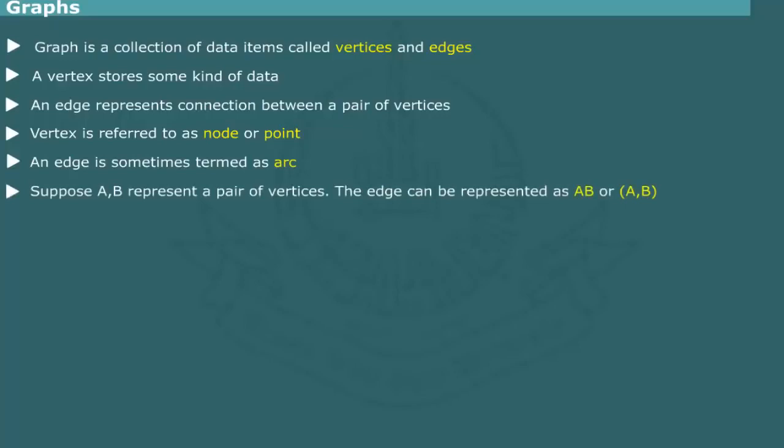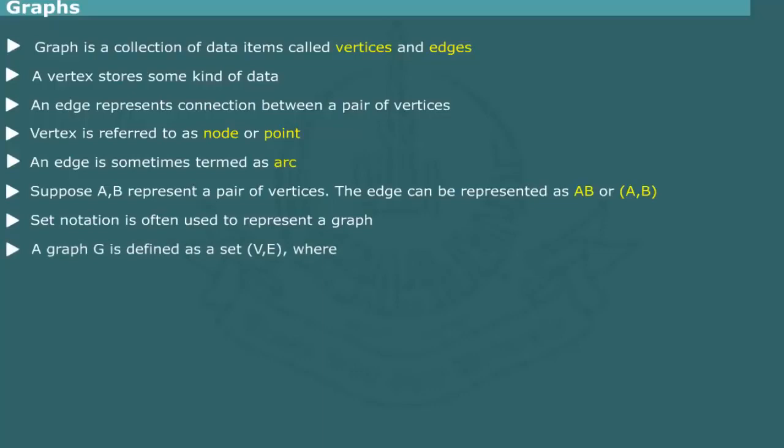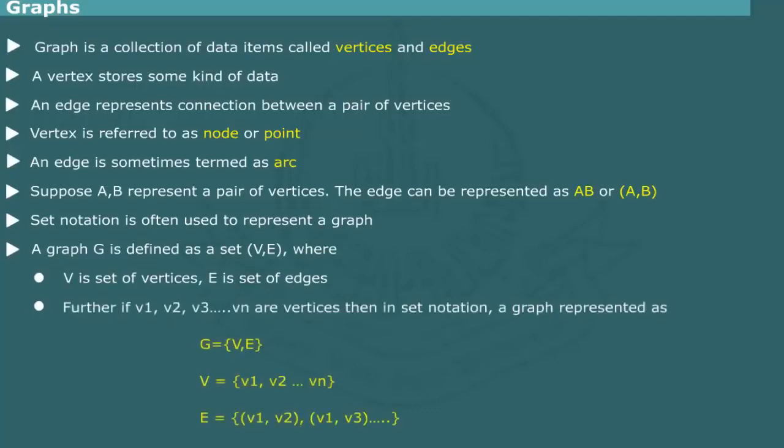Suppose A and B represent a pair of vertices in a graph. The edge connecting A to B can be represented as AB, or more commonly as (A, B), enclosed in a pair of parentheses. In formal theory of graphs, set notation is often used to represent a graph and its associated elements. Thus, a graph G is defined as a set (V, E), where V is a set of vertices and E is a set of edges. If V1, V2, V3 up to Vn are the vertices, then using set notations we can write.